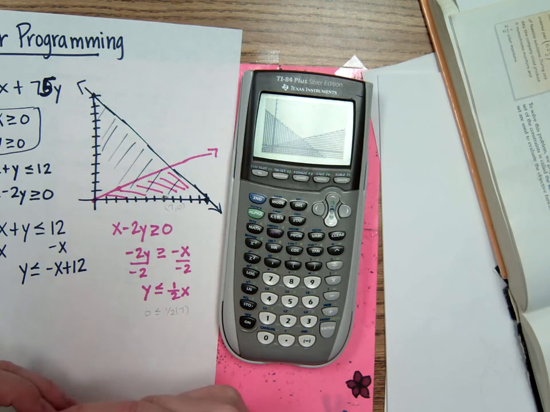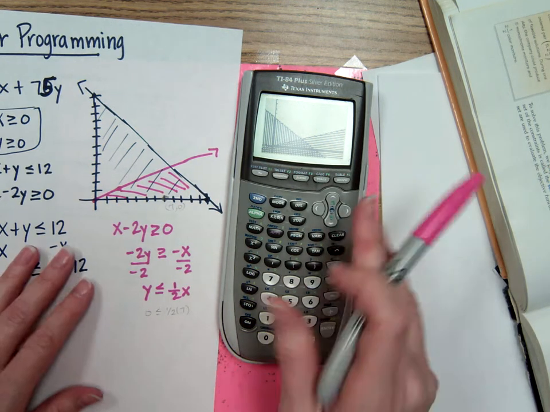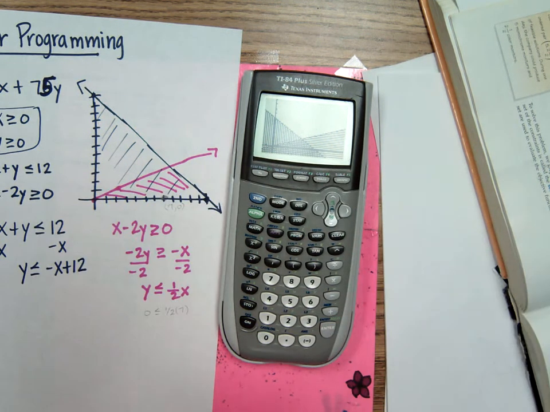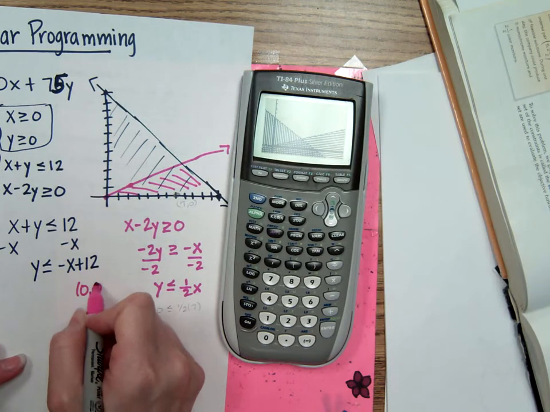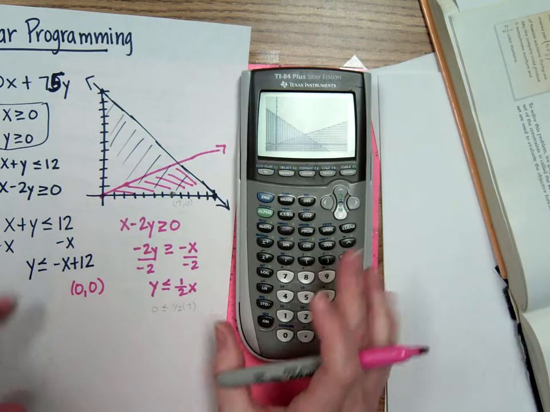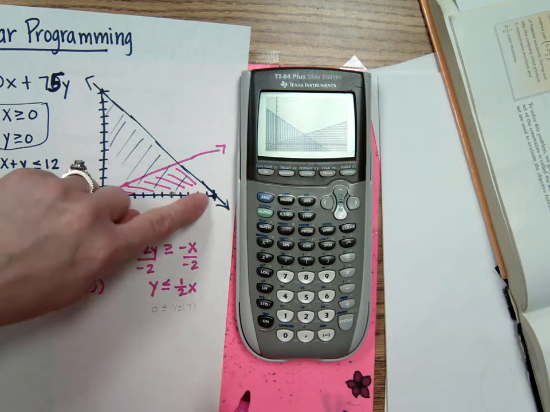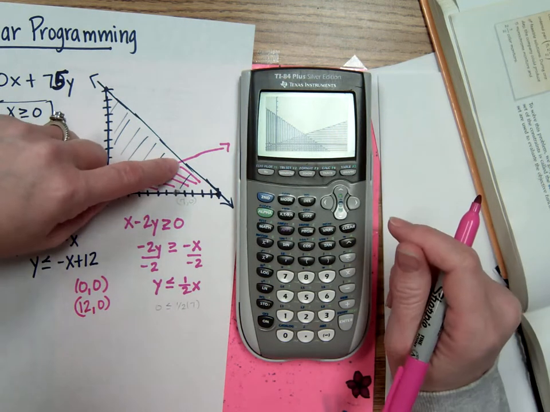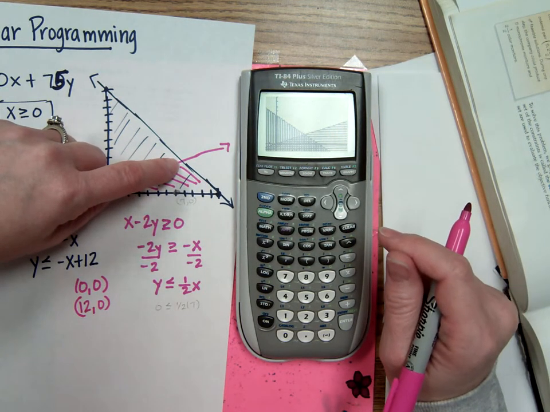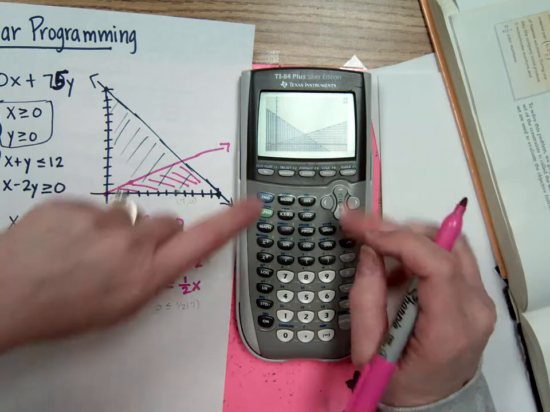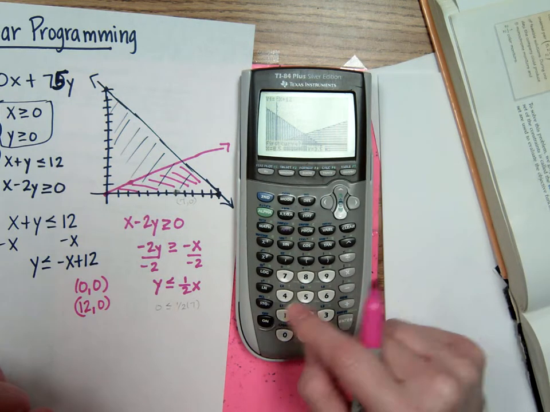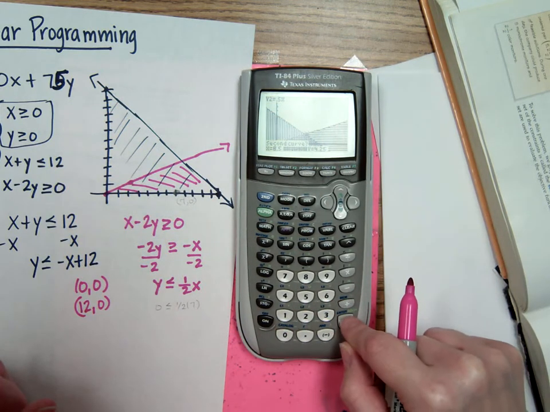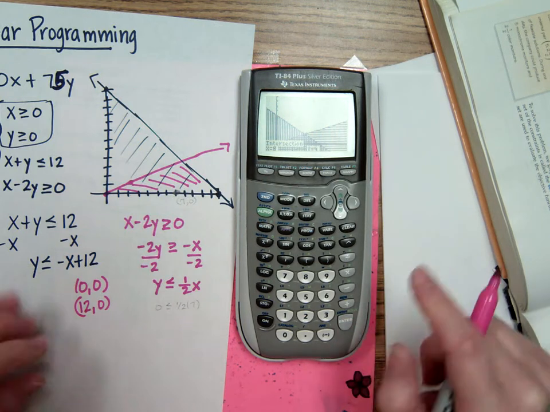All right, everybody with me? So I've got some points here. I know that point 0, 0. I know that point right there is 12, 0. I'm not sure about that point. Can I figure that out using my calculator? Second, intersect. Yep. That's 8, 4.